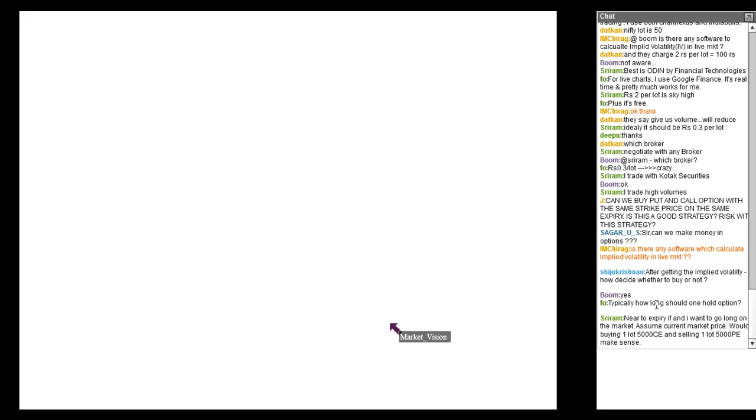Okay, what's the next question? Is there any software for implied volatility in live market? Most trading tools will do it. Odin now, NSE now. I think Sharekhan's Trade Tiger also does it automatically. It uses the price and calculates the implied volatility.